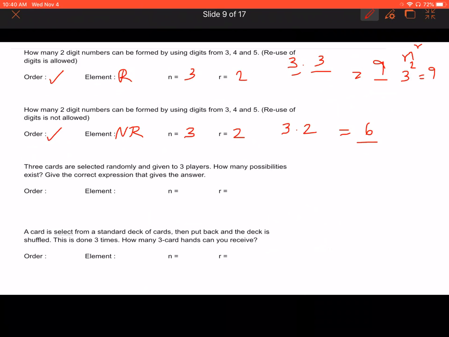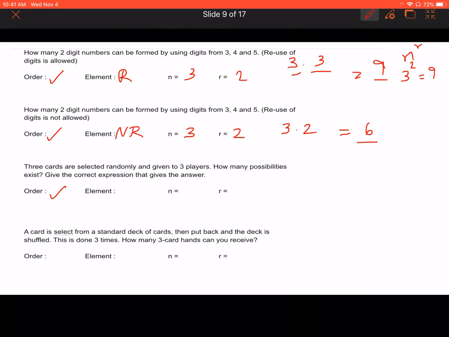3 cards are selected randomly and given to 3 players. How many possibilities exist? Give the correct expression that gives the answer. Okay. Does the order matter? Yes, the reshuffling of cards is going to happen, so order matters. Does the element repeat? First we select the cards and then give it to the first player, second player, and third player. When we are selecting for the first player, there is some option. So we are giving one card to them, right? And then when we go to the next player, the number of available options will surely be reduced.